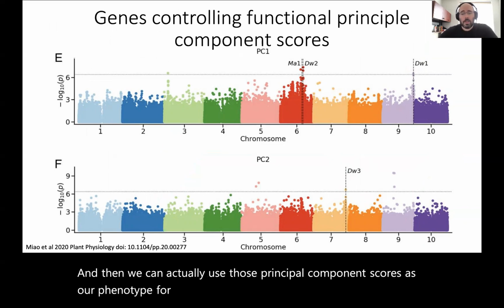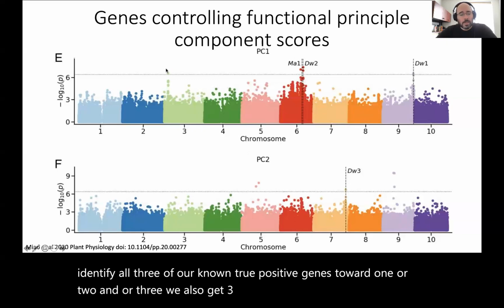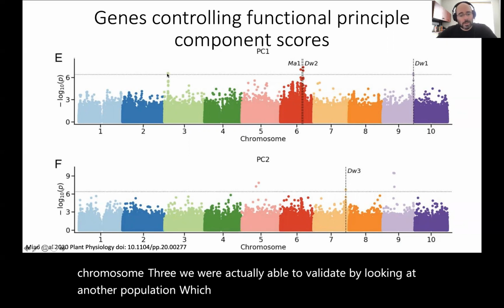When we do that, we are able to identify all 3 of our known true positive genes, dwarf 1, dwarf 2, and dwarf 3. We also get 3 unknown signals. This one on chromosome 3, we were actually able to validate by looking at another population, which mapped a QTL for height to this location.